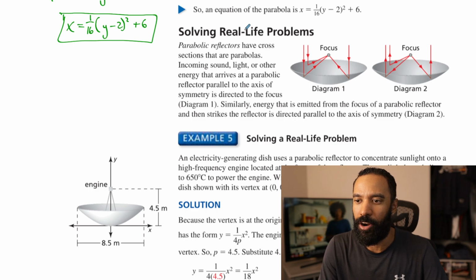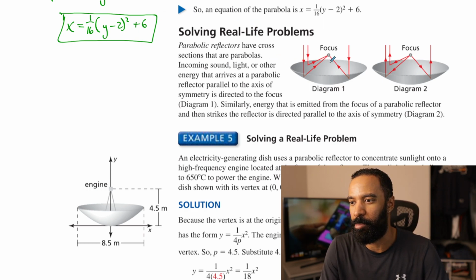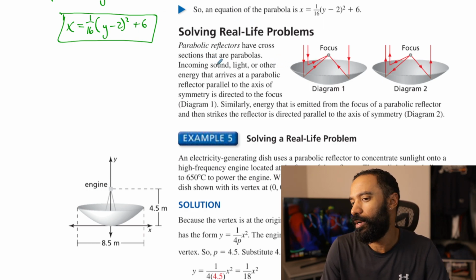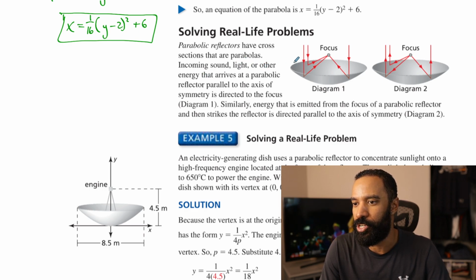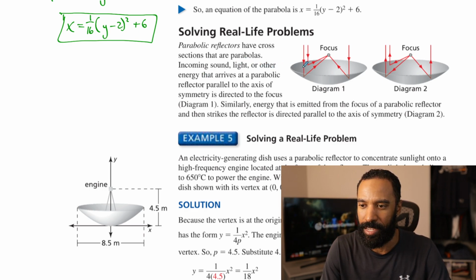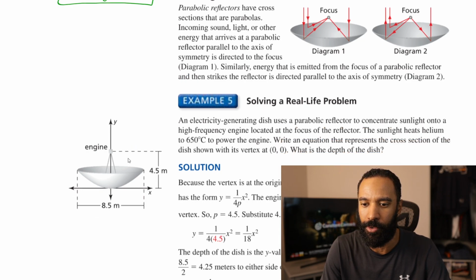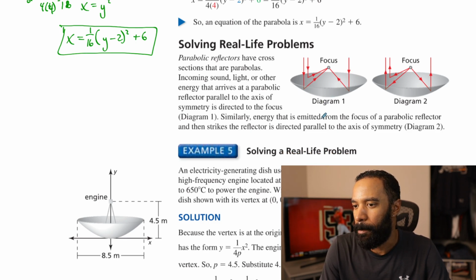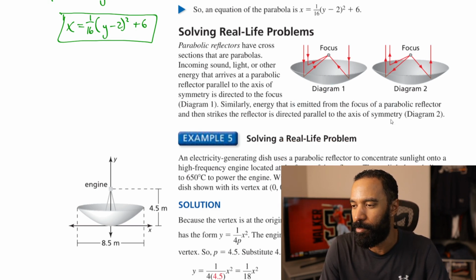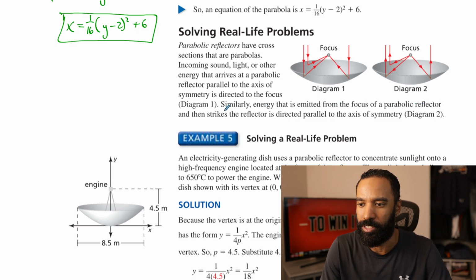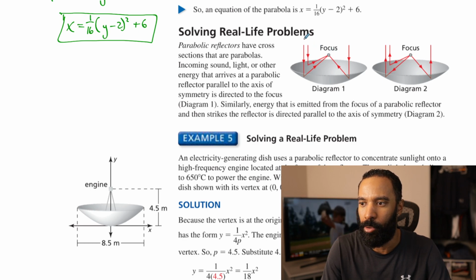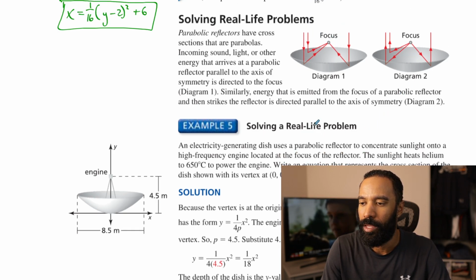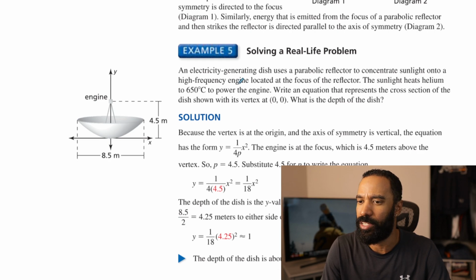Real life problems. Parabolic reflectors have cross sections that are parabolas. Okay, we've seen that before. Incoming sound, light, or other energy that arrives at a parabolic reflector panel, the axis of symmetry is directed to the focus. So you can see that you go from the focus, it goes in there, boom, and it bounces off in such a way. Similarly, energy that's emitted from the focus of the parabolic reflector then strikes the reflector and is directed parallel to the axis of symmetry. So they, boom, reflect and go that way. Okay, that's fantastic. Let's see what we do off that.